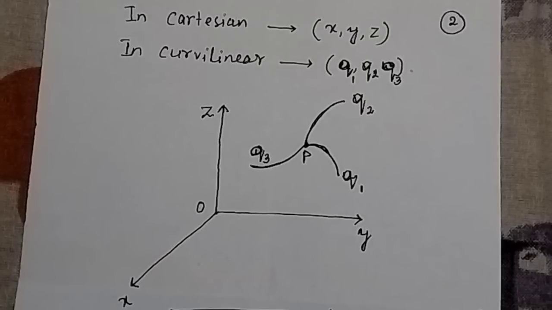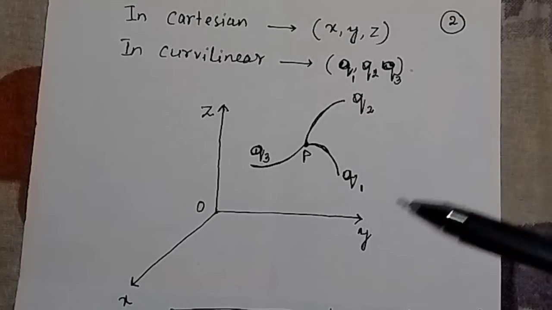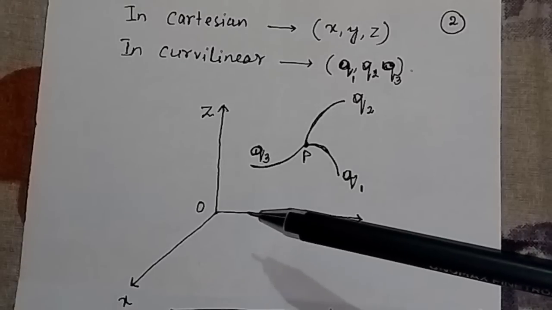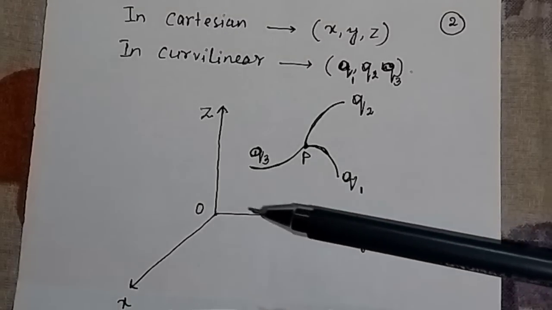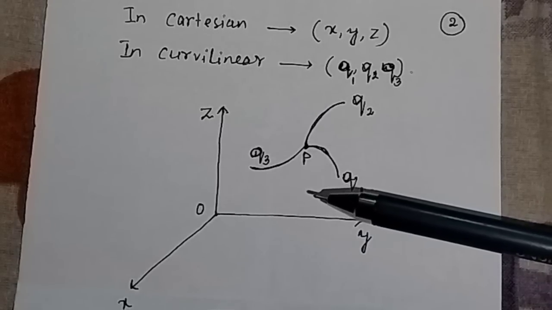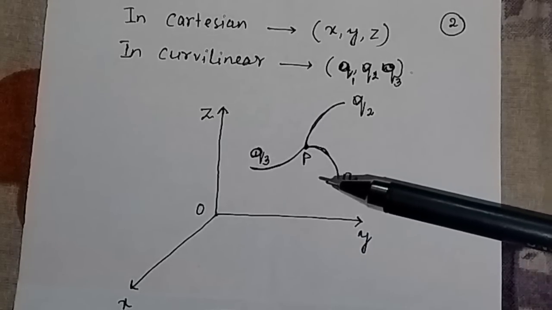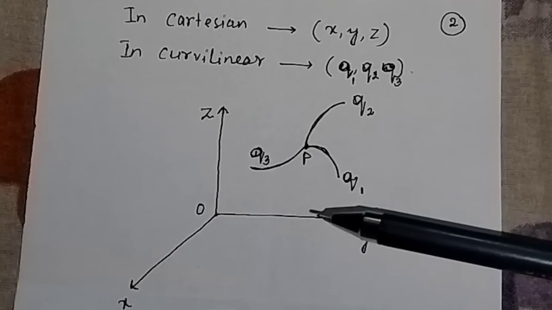What is curvilinear coordinate and how do you define displacement in curvilinear coordinate? Curvilinear coordinates are a coordinate system for Euclidean space in which the coordinate lines may be curved. In Cartesian coordinates, you have straight lines, the x, y, z. But in curvilinear coordinates, the lines may be curved.